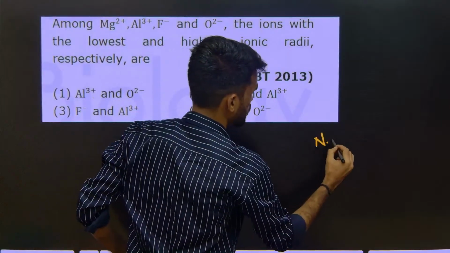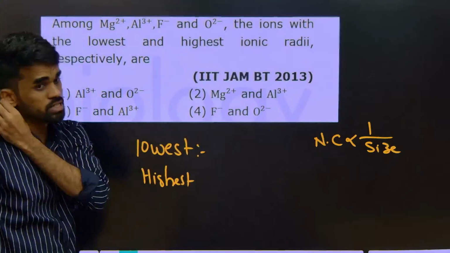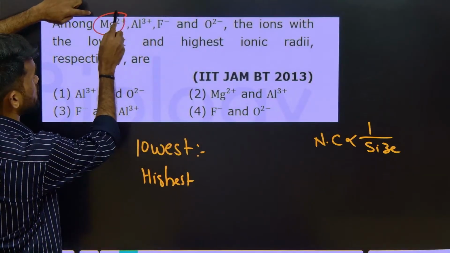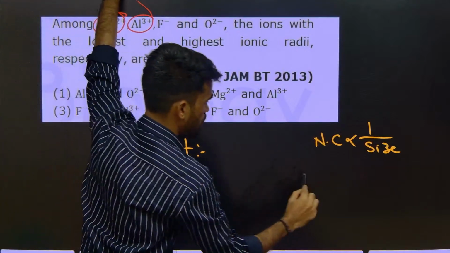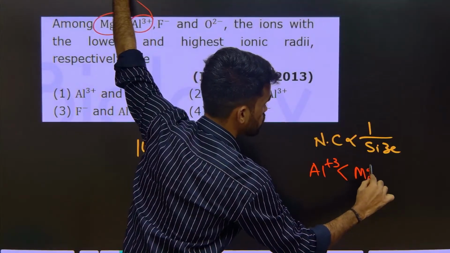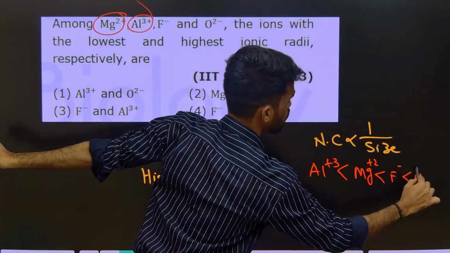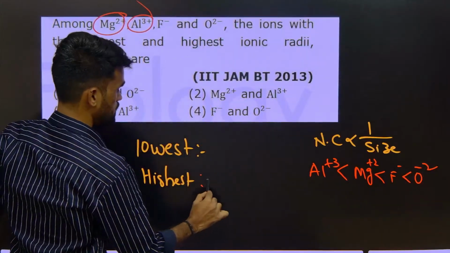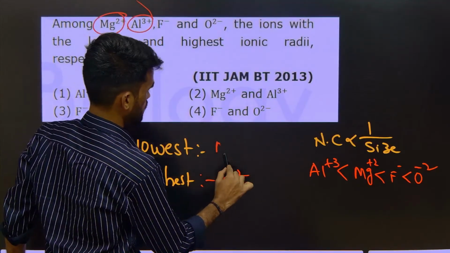So this is a basic one. Nuclear charge is inversely proportional to size. More nuclear charge for aluminum, Al plus 3, so smaller size. So what is the order we can get? Al plus 3 smaller, then Mg plus 2, then F minus, O minus 2. So highest one is for O minus 2, lowest one is for Al plus 3.